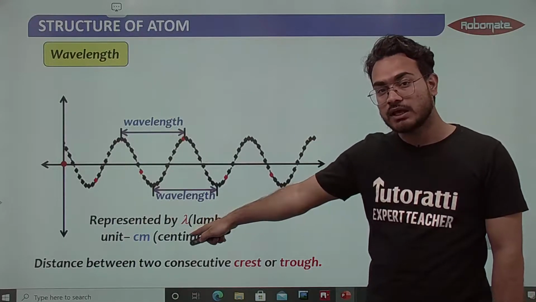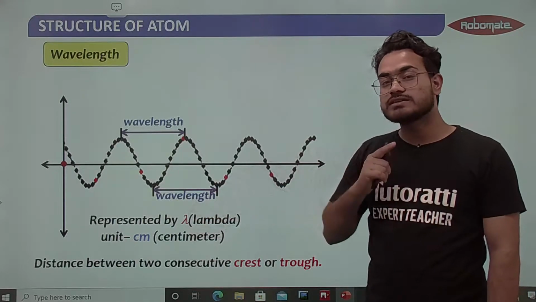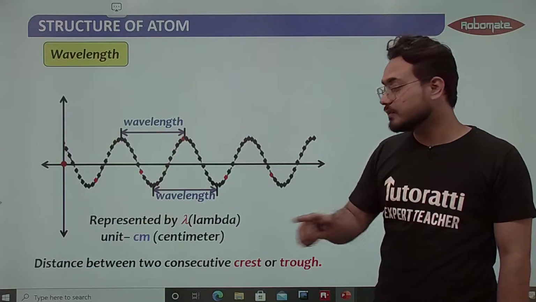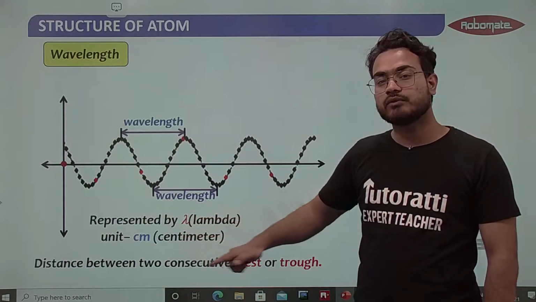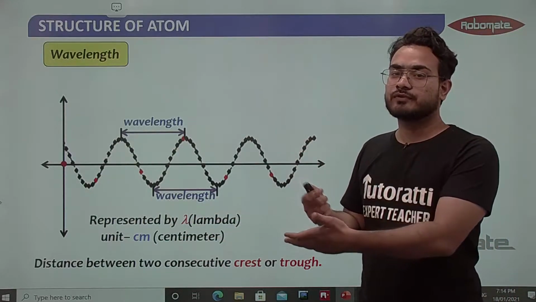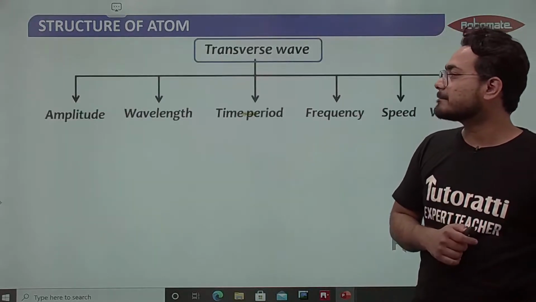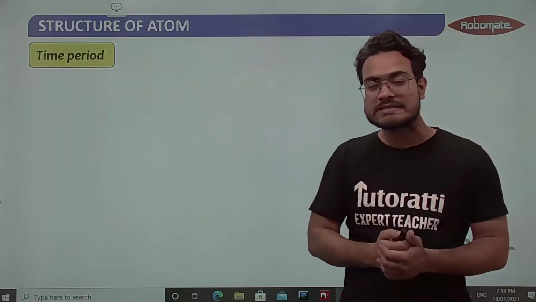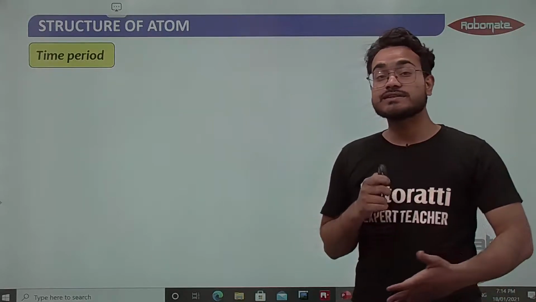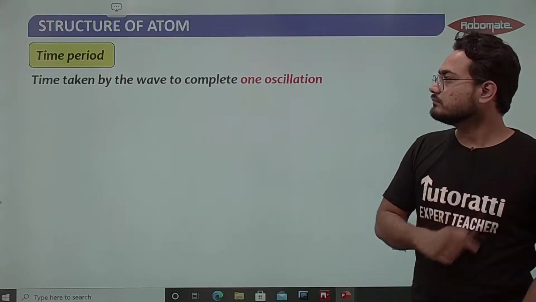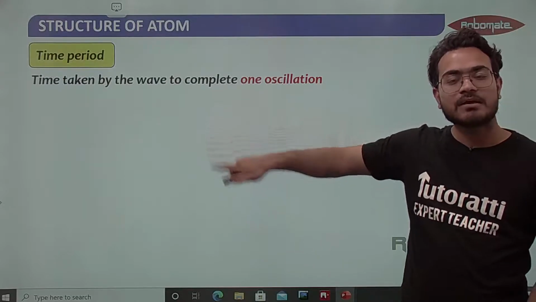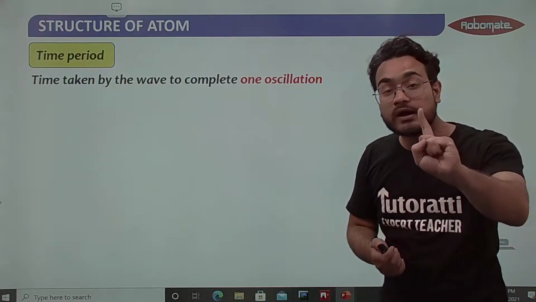ध्यान से देखिए इसे, क्योंकि this is going to be very helpful. This is going to be a very common symbol in your upcoming studies. Okay, the next thing we want to study is time period. What is time period? Time taken by the wave to complete one oscillation.